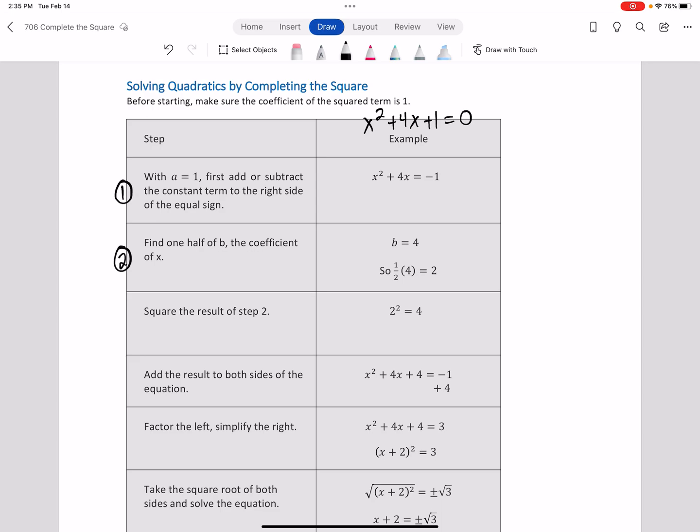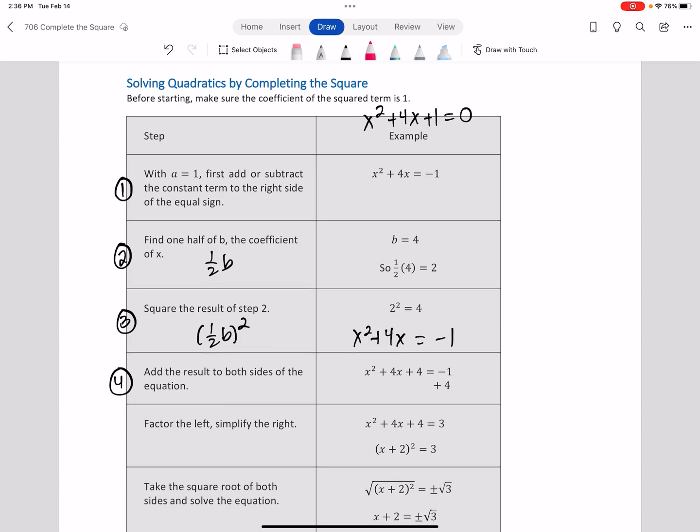So step number 1, put the constant term on the other side. Step number 2, find half of b. Step number 3, square it. Step number 4, add that number to both sides. So I'm adding 4 to both sides. Remember, I had x squared plus 4x equals -1, so I'm adding 4 to both sides of that.